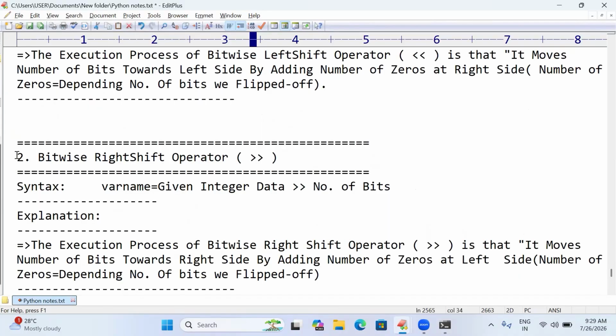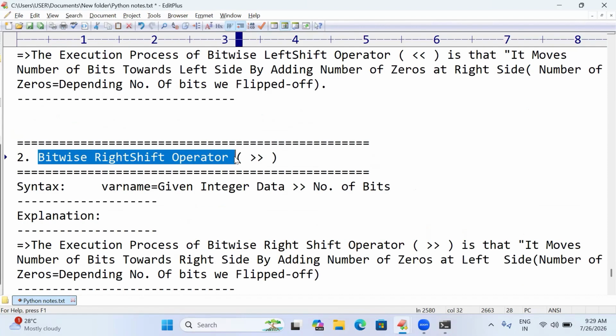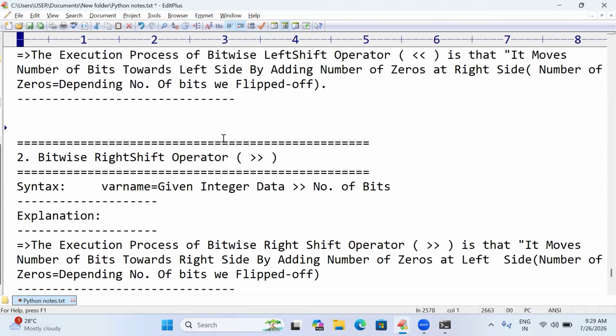The next operator is the bitwise right shift operator, quite opposite to the bitwise left shift operator. Here we are going to use the double greater than symbols. See here, let's see the syntax: variable name is equal to given integer data, right shift operator, number of bits.